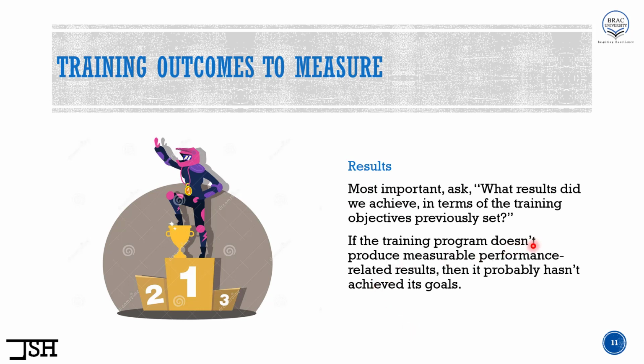Now, if the training program does not produce measurable performance, such as related results, then it probably has not achieved its goals. So if we do not get the intended result, in that case, we either need to drop the training, or we have to redesign the whole training, or we may have to address some other issues outside of the training. In summary, the measurement of result is very important, because this is why exactly we are providing trainings to our employees. So yes, finally we are done with measuring all the outcomes of training.